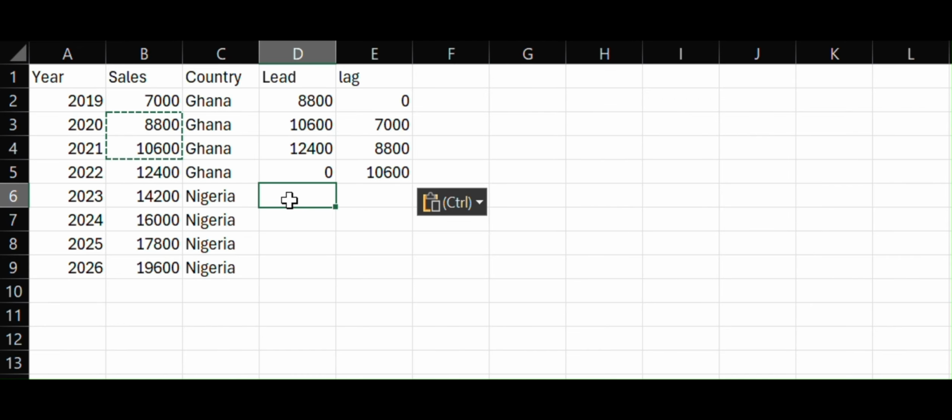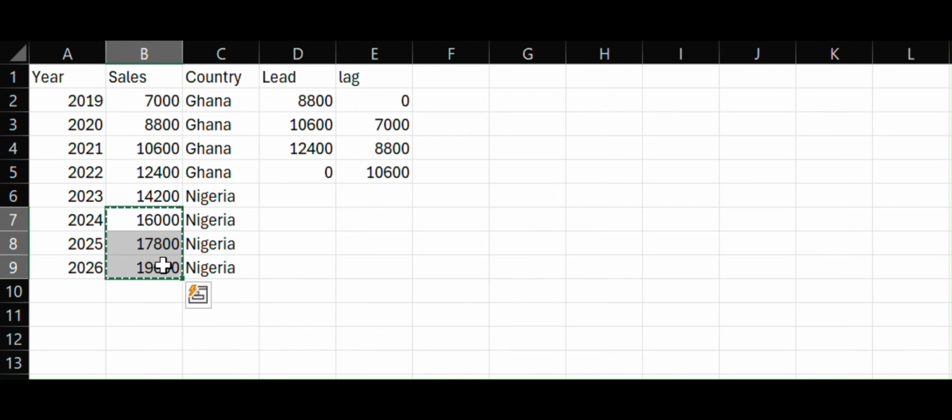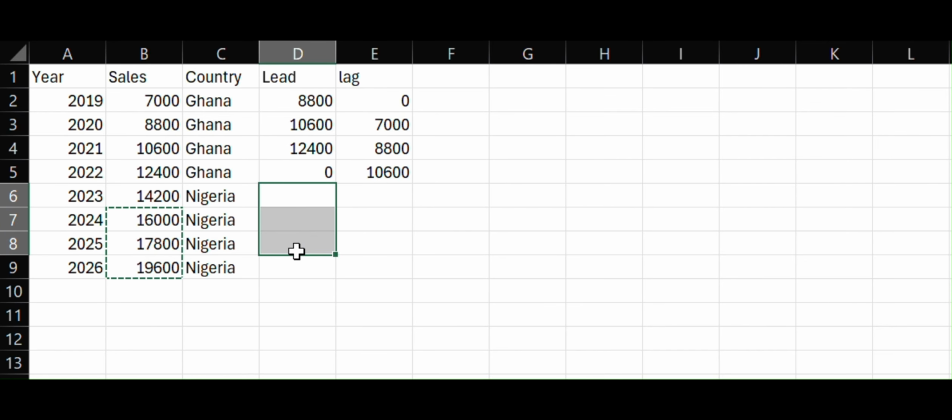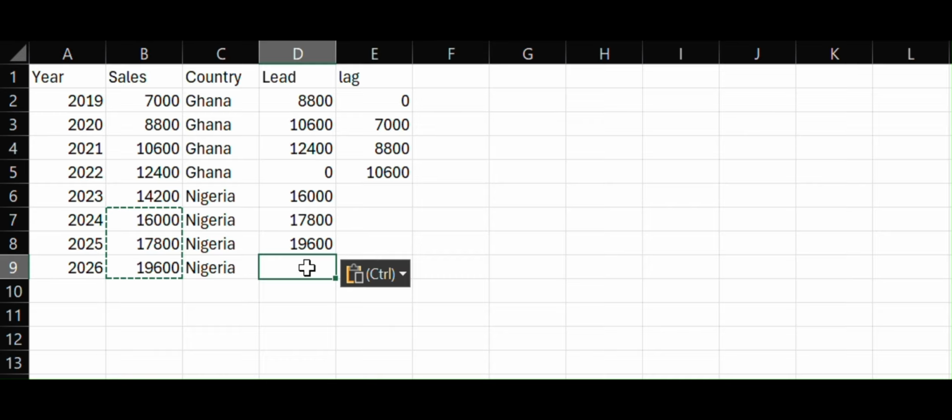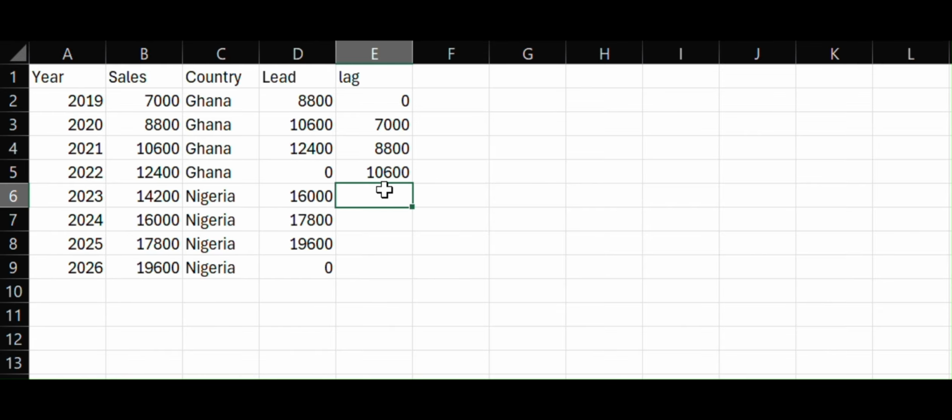Now coming to Nigeria, we can do the same thing for Nigeria, and we can say that, oh, what is our preceding value? Our preceding value for Nigeria in 2023 is 16,000. So we can just go ahead and have this copied. There you go. Then we can do the same thing for this as well, where we are talking about the lag.